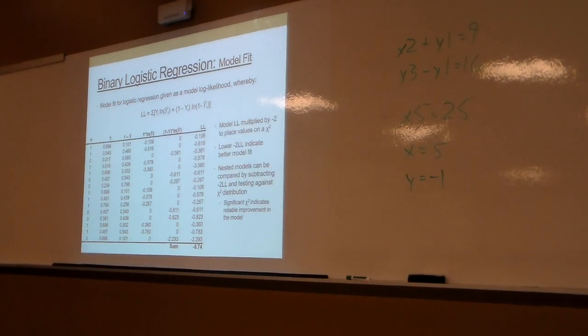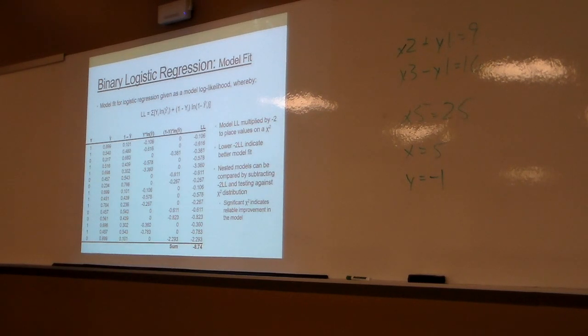And what we find is this log likelihood value, if we multiply it by -2, falls on a chi-squared distribution, with lower values of your -2 log likelihood indicating better model fit, right? So the better I am at predicting whether or not I'm going to fall versus not fall, the lower my -2 log likelihood value is going to be, right?